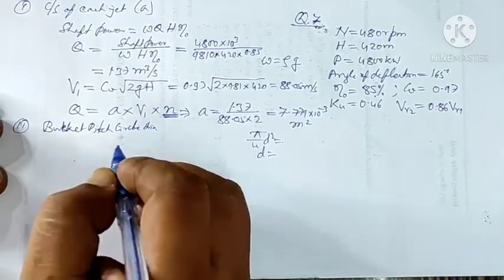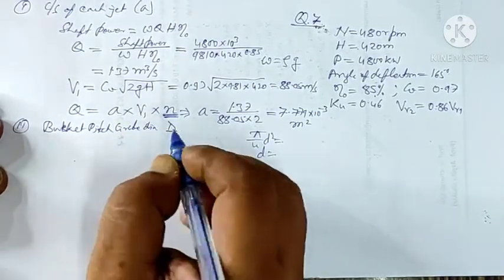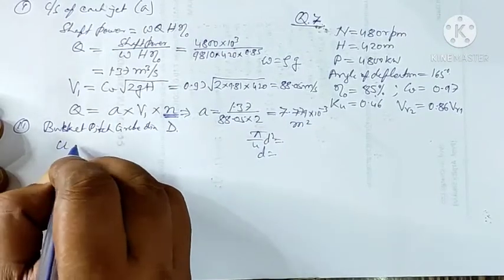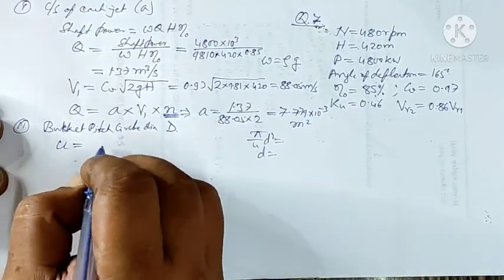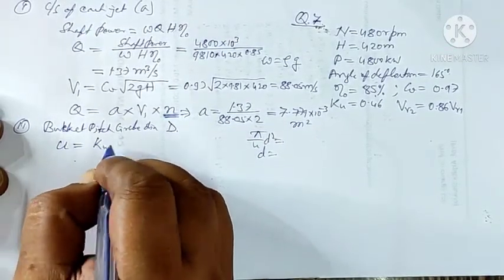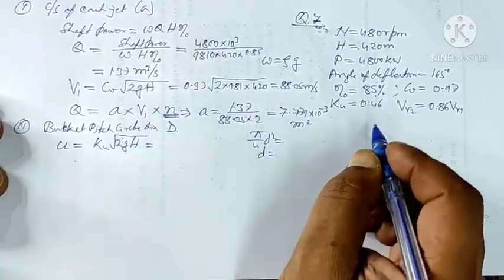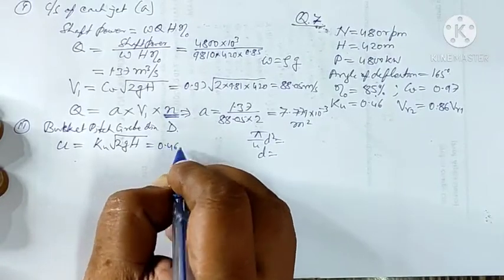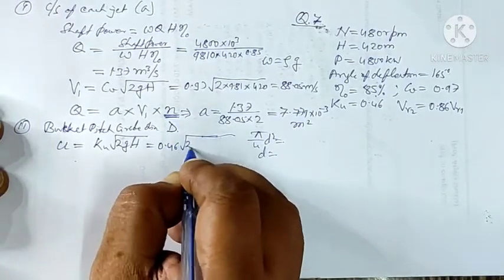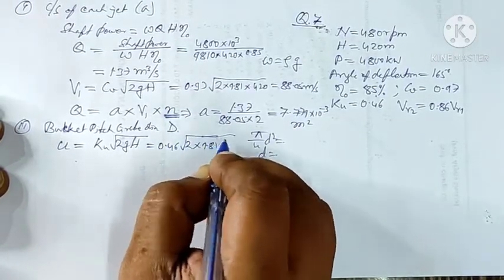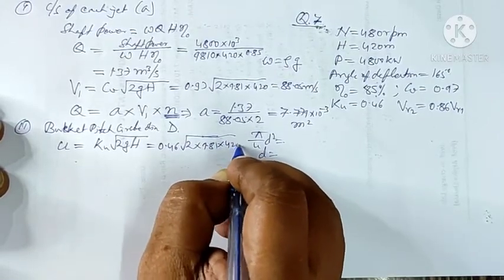Say the diameter is d. We know that the speed of the bucket is given as Ku into square root of 2gH. Ku is given as 0.46 into square root of 2 into 9.81 into 420.